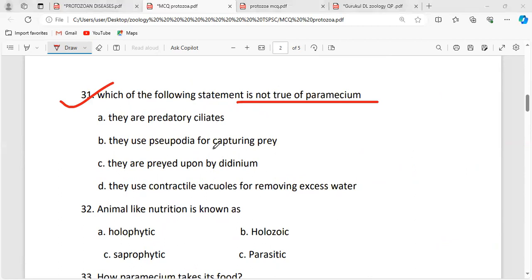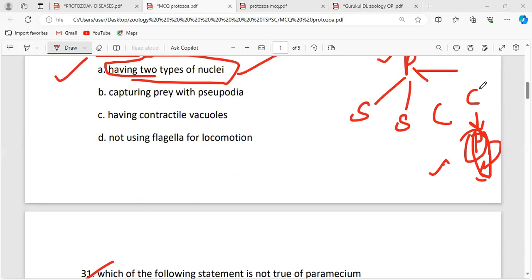They are the predatory ciliates. They use pseudopodia for capturing the prey. They are preyed upon by didinium. They use contractile vacuole for removing excess water. Not true about the paramecium. You can easily guess as it comes from the ciliophora.